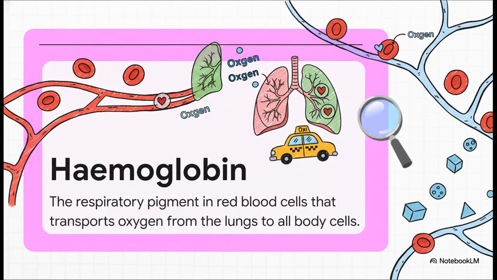Now, just getting oxygen into the blood is not enough. It needs a delivery service, doesn't it? That is the job of hemoglobin. It's the pigment that makes our blood red. Think of hemoglobin as a taxi service for oxygen. It has a very strong attraction for oxygen, so it picks it up in the lungs and then carries it and drops it off to every single cell in your body that needs it.